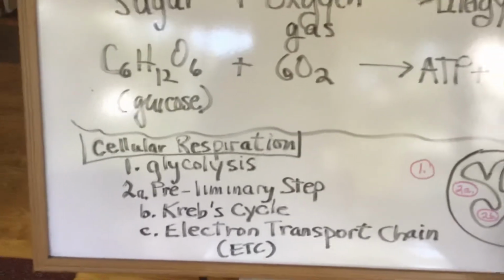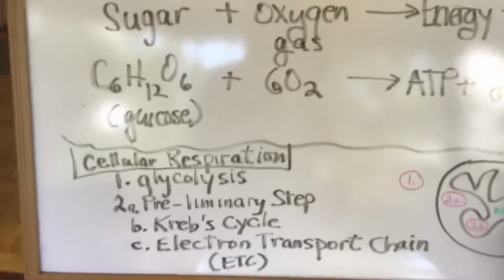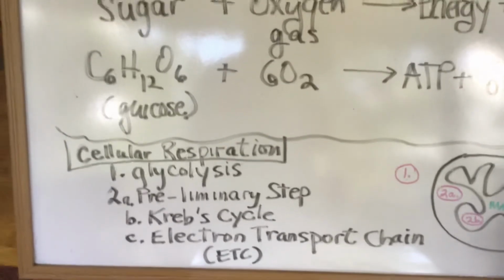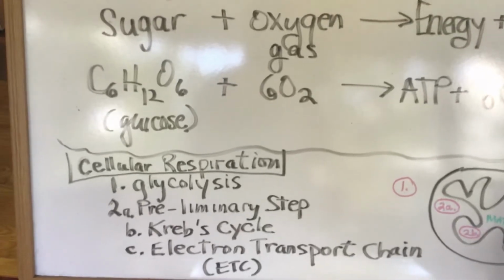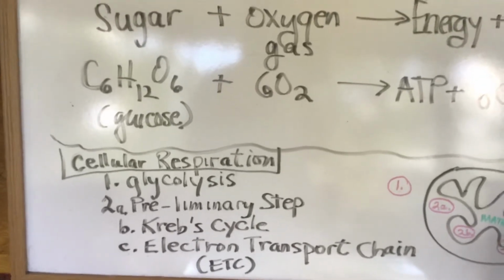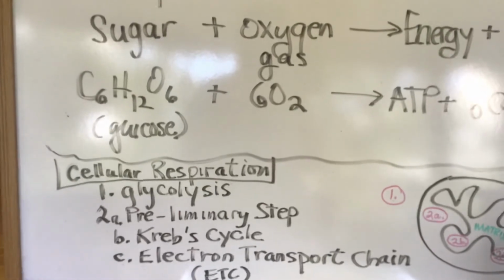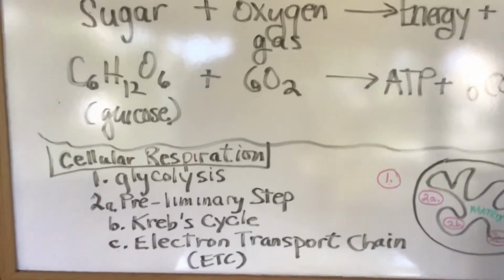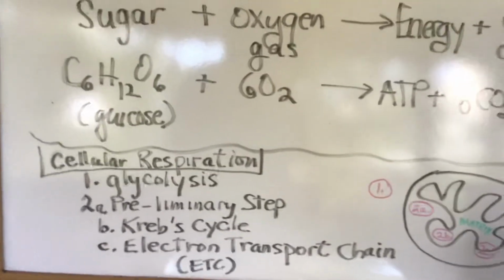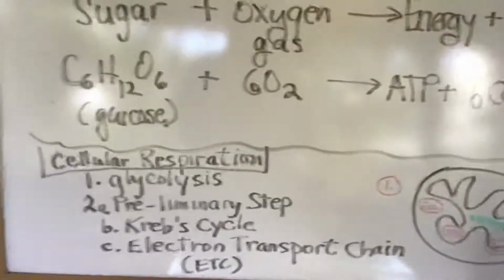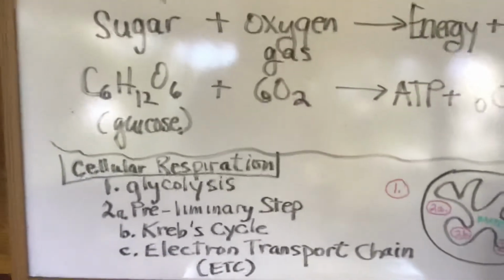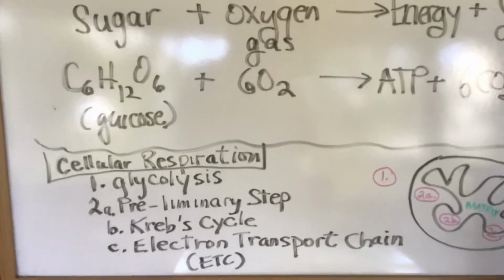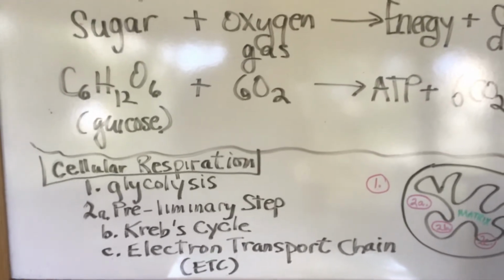Glycolysis is the first part. Then there's a second, what I call the preliminary step. The book does not use this terminology, so it just calls it pyruvate oxidation. It is also called other things in some other books. Anyway, we could call it pyruvate oxidation. Maybe I should write that in there. And then the Krebs cycle is the third thing. And then the last is the electron transport chain.